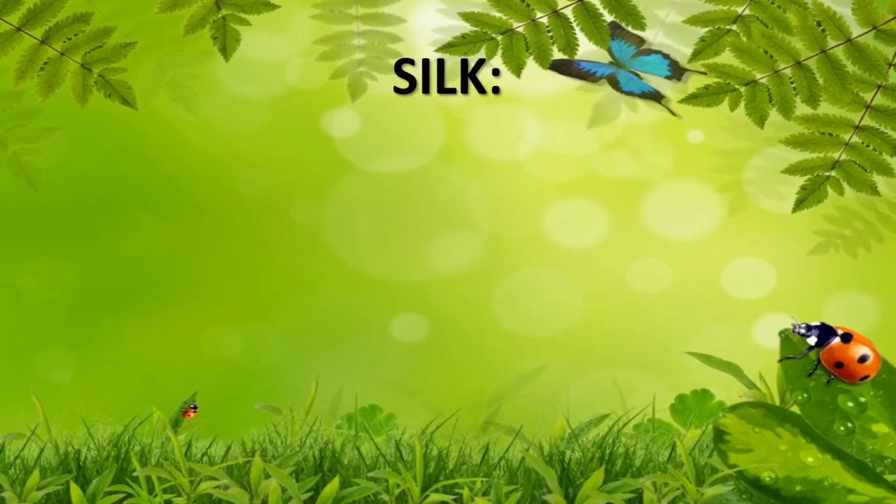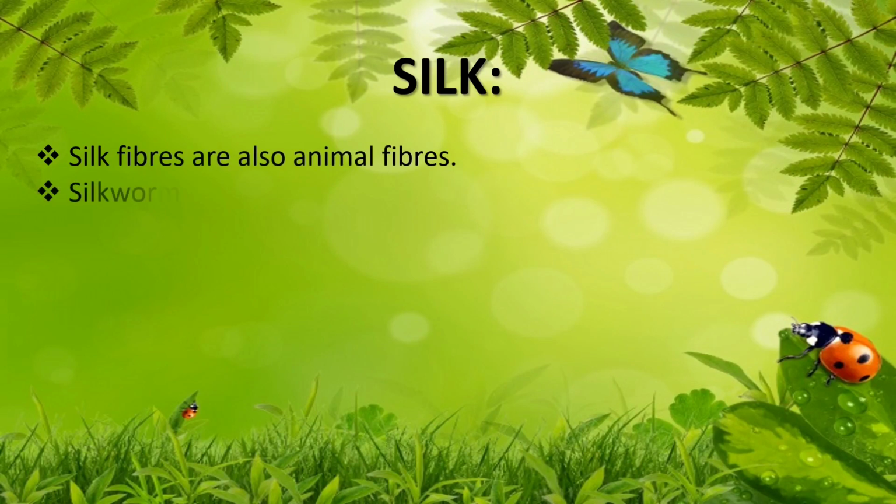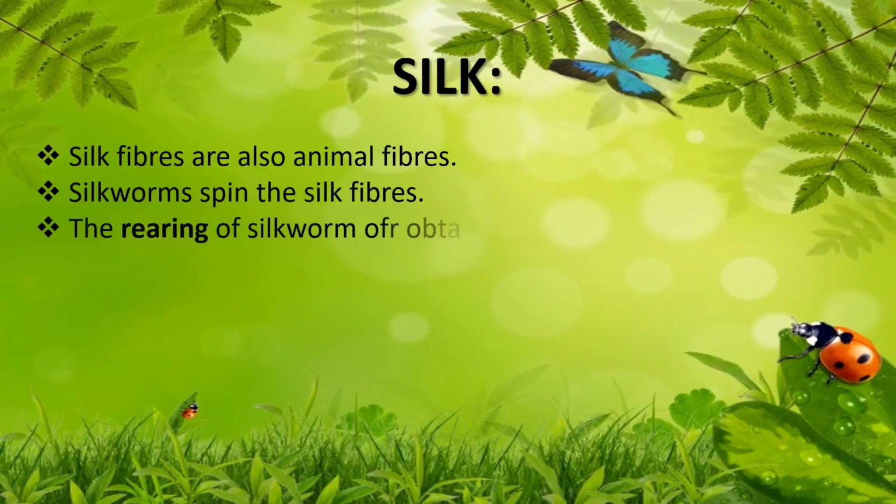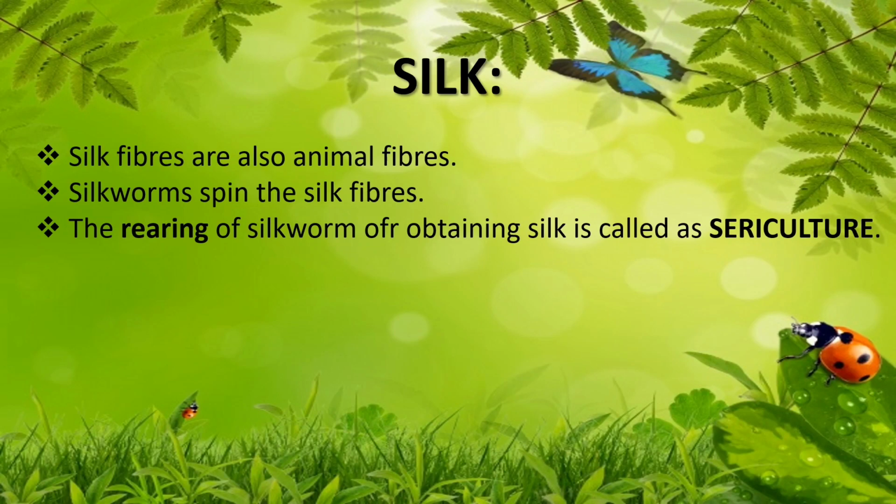So first we will be looking at the silk fiber. Silk fibers are also animal fibers. Silkworms spin the silk fibers. The rearing of silkworms for obtaining silk is called sericulture. Which means when we rear the silkworm just for the particular aim of obtaining silk out of it, that process is called sericulture.